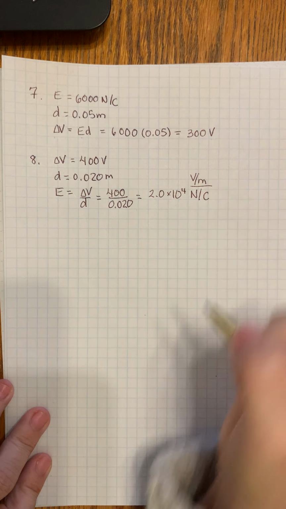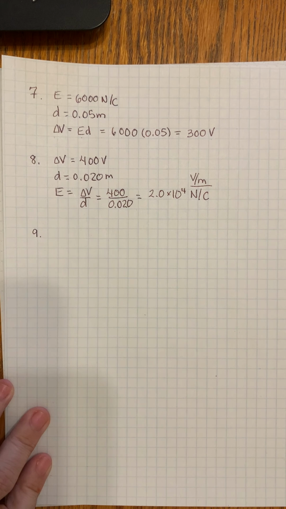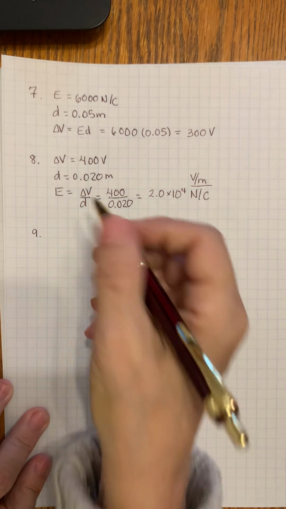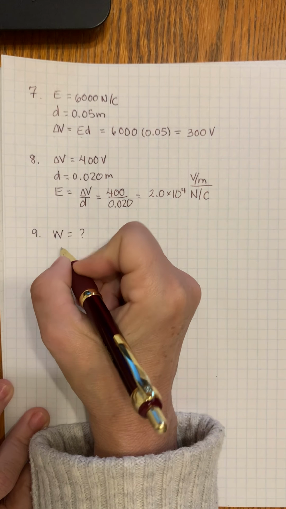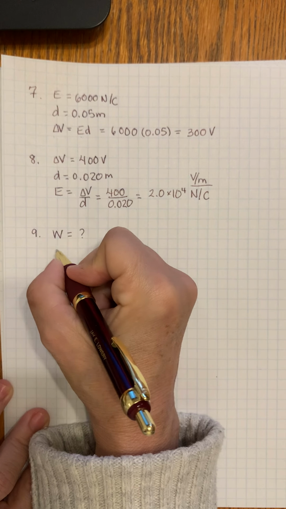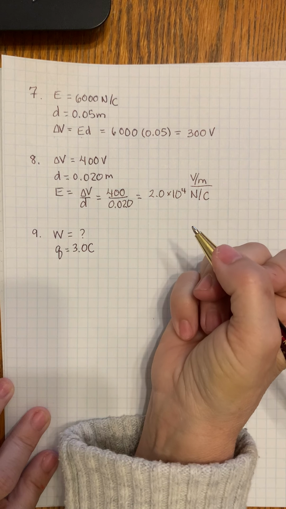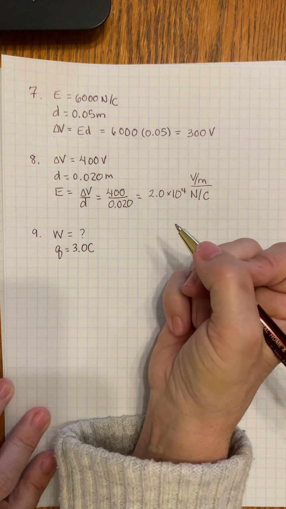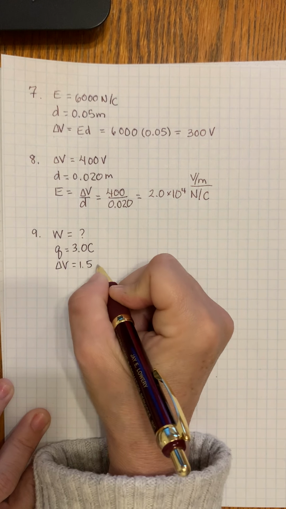Either one of these would be acceptable unit. And number 9. What work is done when 3 coulombs, that's a charge, is moved through an electric potential difference of 1.5 volts?